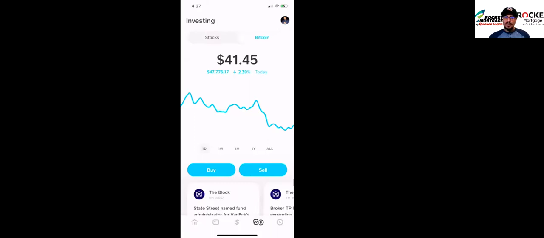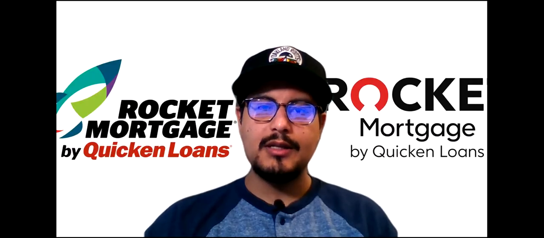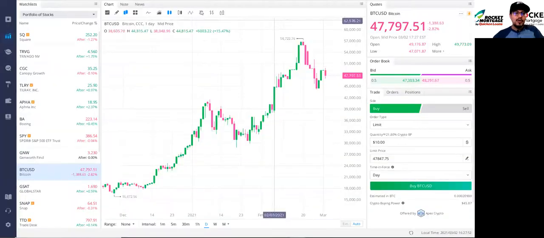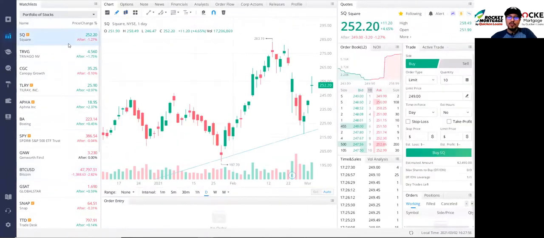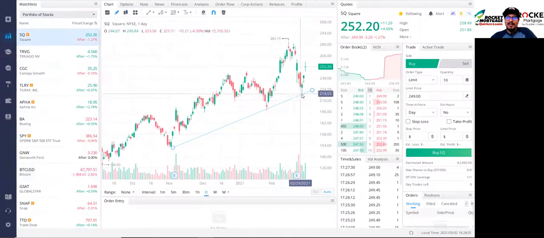So, all right, guys. I'm going to go back and share my other screen so you guys could take a look. I'm going to show the other stocks that I bought, my portfolio stocks. Again, like I mentioned, I do own Square. I bought Square when it was hitting this trend line, around 224 on my Cash App.